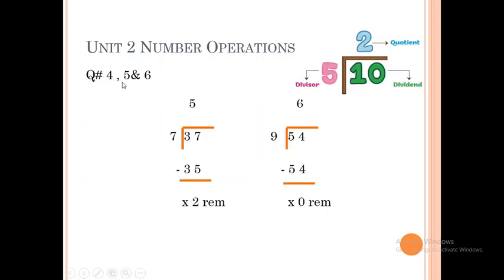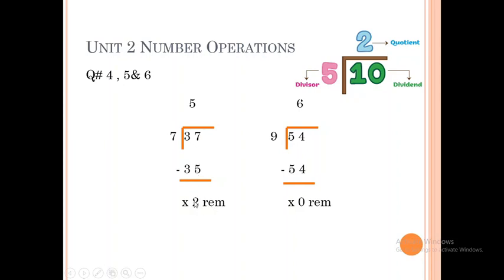Then here, questions number 4, 5 and 6 from the exercise. These are 2-digit numbers divided by a single digit number, maybe with 0 remainder or some remainder. I have solved 2 of them here. 37 is the dividend and you are going to divide it by 7. You will read the table of 7. 7 fives are 35. 35 is written here. Then you will put the sign of subtraction and do the subtraction. 35 subtracted from 37, you will get 2 here as the remainder.